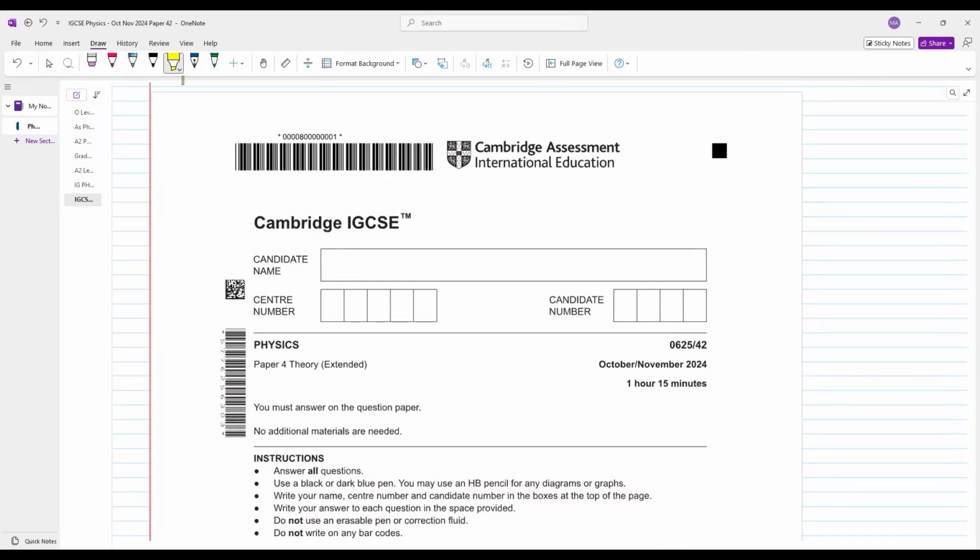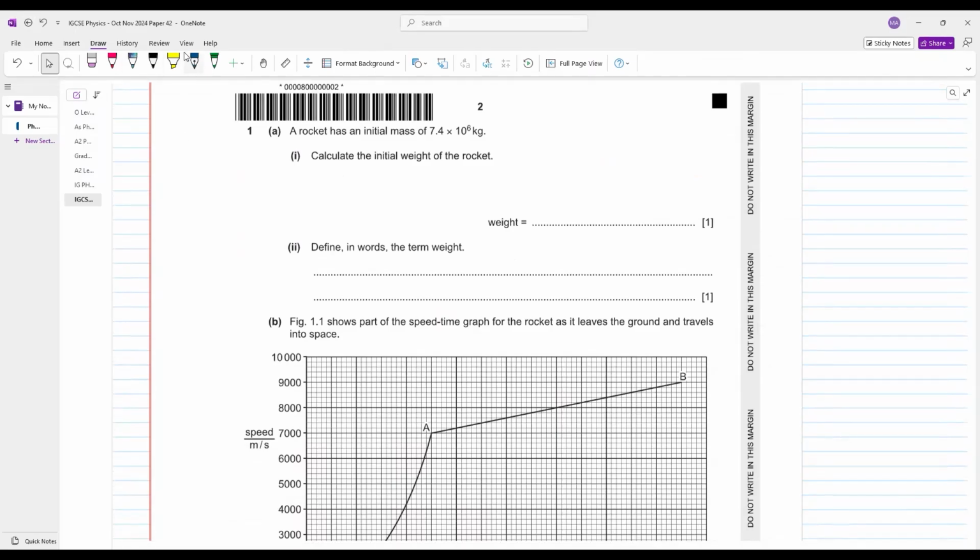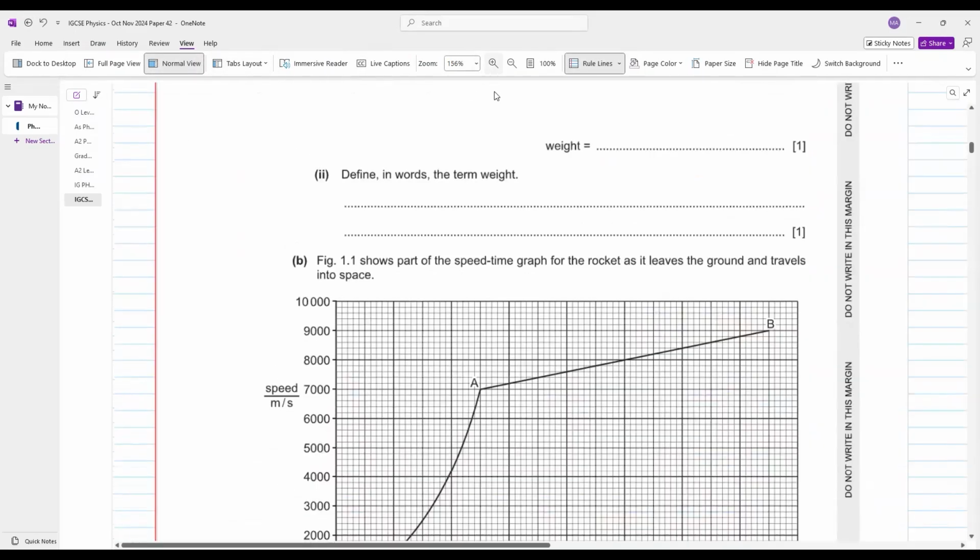Okay, Assalamu alaikum students. So today we will be attempting October-November 2024 IGCSE Physics Paper 4 Variant 2. So let's start with the paper. Make sure you have a calculator. Let's zoom in on the first question.